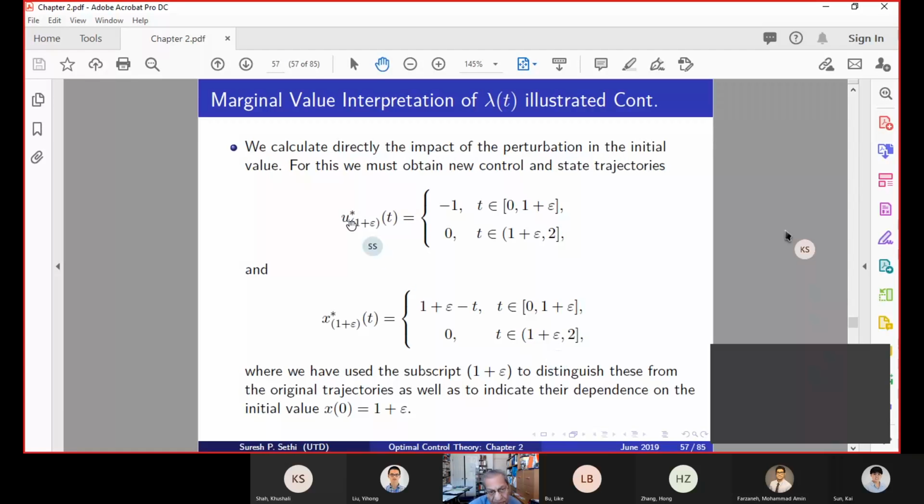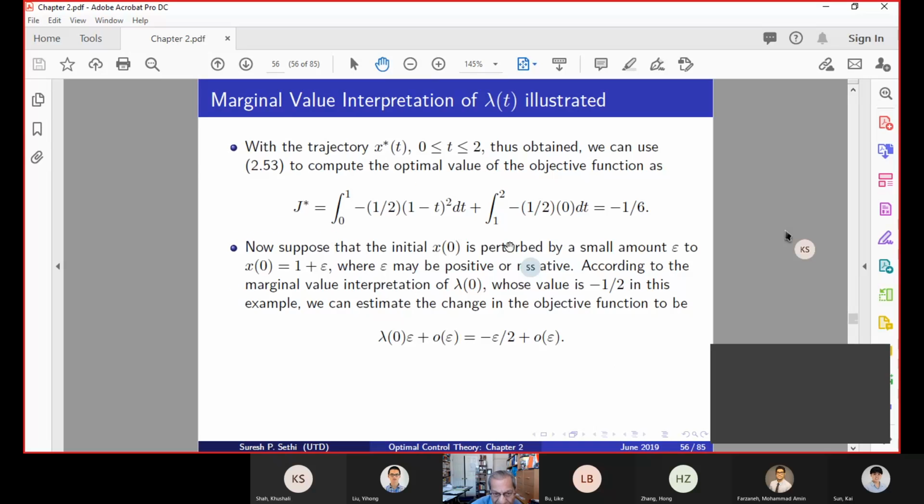So now we have this. What happens? Well, we obtain a new control. The new control is minus 1 up to 1 plus epsilon, and then it is 0. Because now when I do that, I have to go. So here's what happens.